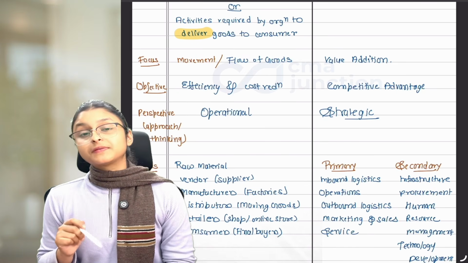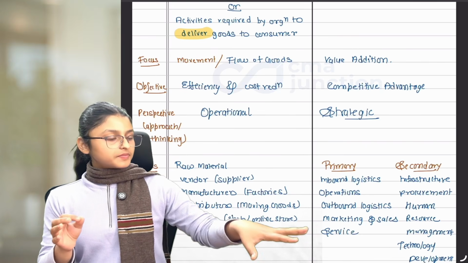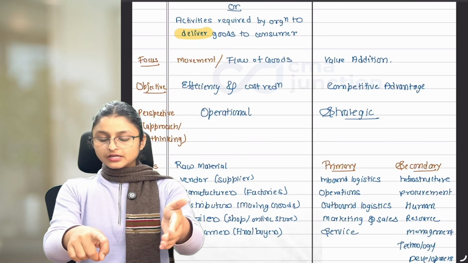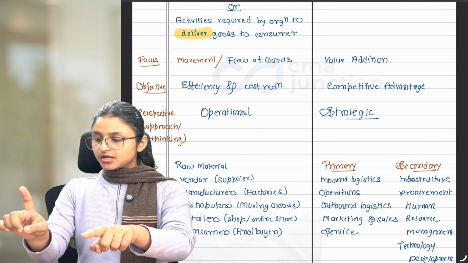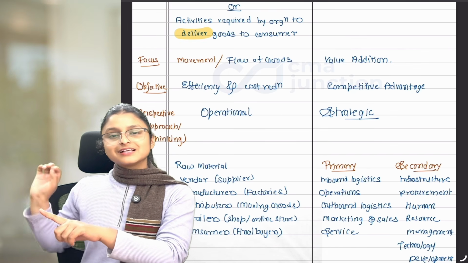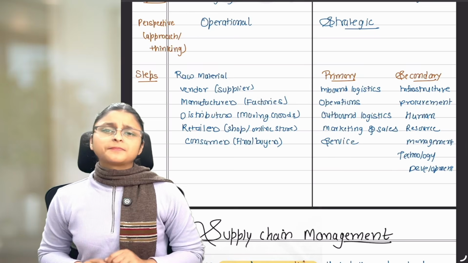But if I talk about supply chain, supply chain has some steps. First is raw material, which comes from vendor. Vendor gives the raw material to manufacturer. Manufacturer makes the final product and gives it to distributor. Distributor will give it to retailer and retailer will sell the final product to the consumer. Okay? Next comes what is supply chain management.